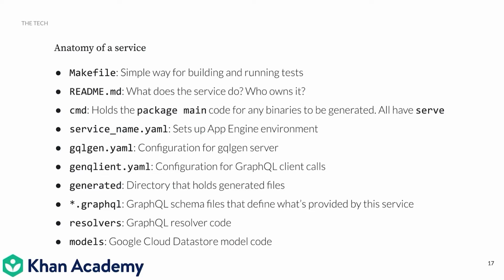So our Go services are all very consistent in structure. They all have a makefile and a README at the top. They all have a command package or command directory under which you'll find the package main for any binaries we want to build. It has some YAML files to configure some things. It's got some GraphQL files. It's got a resolvers directory, which I'll talk about, and a models directory for accessing our data store models.